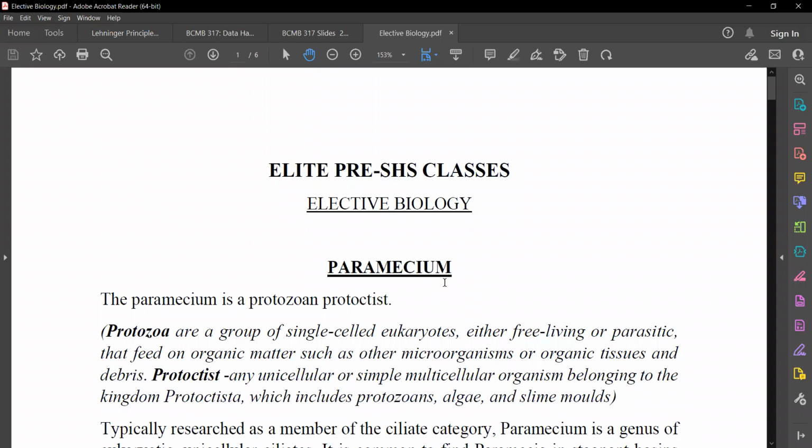So the Paramecium is one of the very popular unicellular organisms, and it dates as far back as the 17th century, and it's believed to have been known to Anton van Leeuwenhoek, the inventor of the microscope. So it was one of the very first microscopic organisms, or unicellular organisms, that were viewed under the microscope of Anton van Leeuwenhoek.